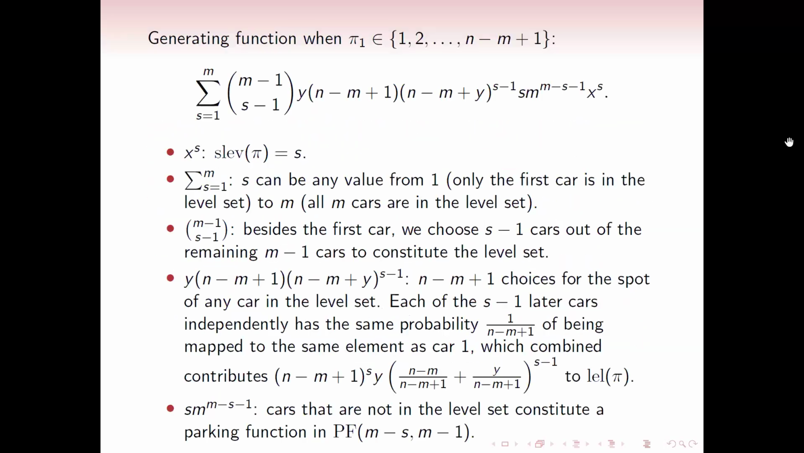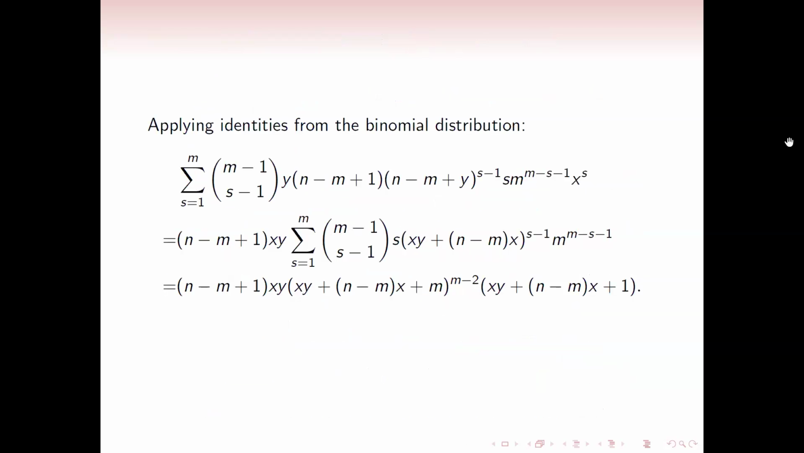So, and then the last factor here is the decomposition that we talked about earlier. So now the remaining cars can be translated into a parking function, and then we have this formula. Okay. All right. Then you just apply some standard binomial calculations, and you will get a slightly simplified formula here without the summation.